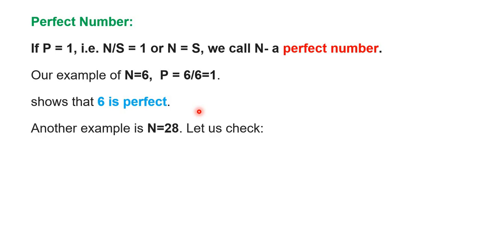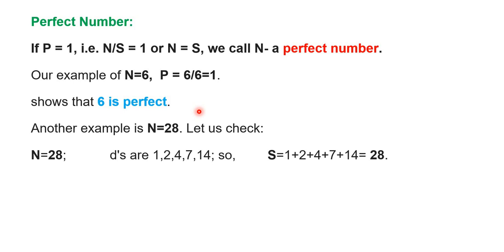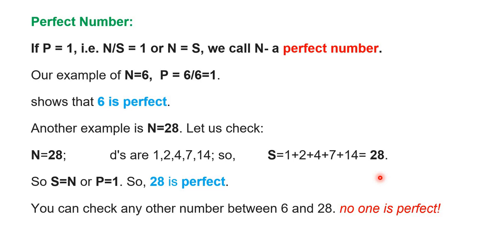Another example, if we want to check, 28. Now you see the divisors of 28: 1, 2, 4, 7 and 14. As usual, 28 itself is excluded. So the sum of these divisors is 1 plus 2 plus 4 plus 7 plus 14, and that is 28. Okay, and that is nothing but the number. So we call 28 also a perfect number with P equal to 1. And we can check, is there any other number between 6 and 28? You will be surprised to see that none is perfect between these two. Okay, so this is my first concept, perfect number.